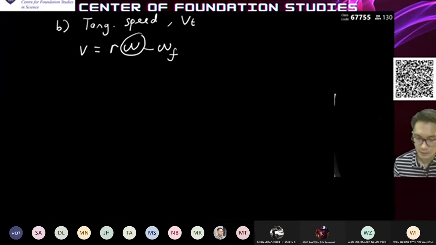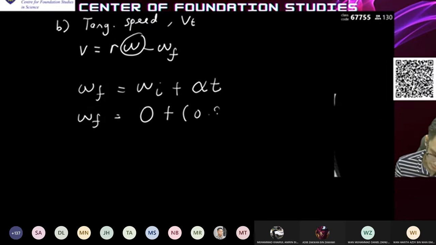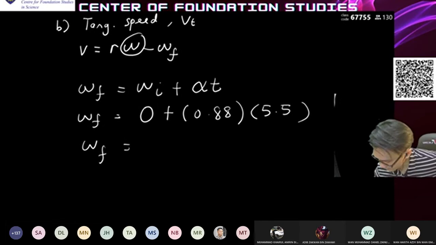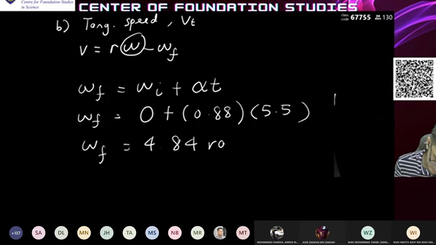We use the first equation, omega final is equal to omega initial plus angular acceleration times the time. So omega final is equal to omega initial, given is zero. And then angular acceleration is 0.88 radian per second square and the time is 5.5. Okay, and then the angular velocity final is, can someone calculate for me? 4.84. 4.84 radian per second squared.